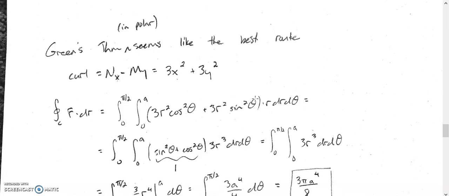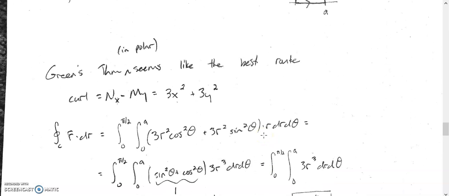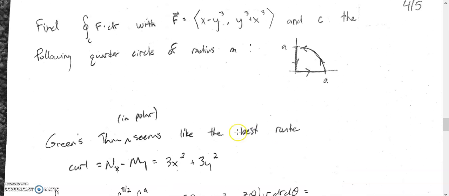Here's my answer. I got 3 pi a to the 4th over 8. If you got that and you feel really solid with that, great. If you didn't, you should listen to me walk through it so you can see how to do it. Or if you got it and you just want to hear me talk through it, you can listen as well. All right, so once again, just like the previous one, this screams Green's theorem in polar to me. So I'm going to try that instead of trying to parameterize with thetas and three separate paths.